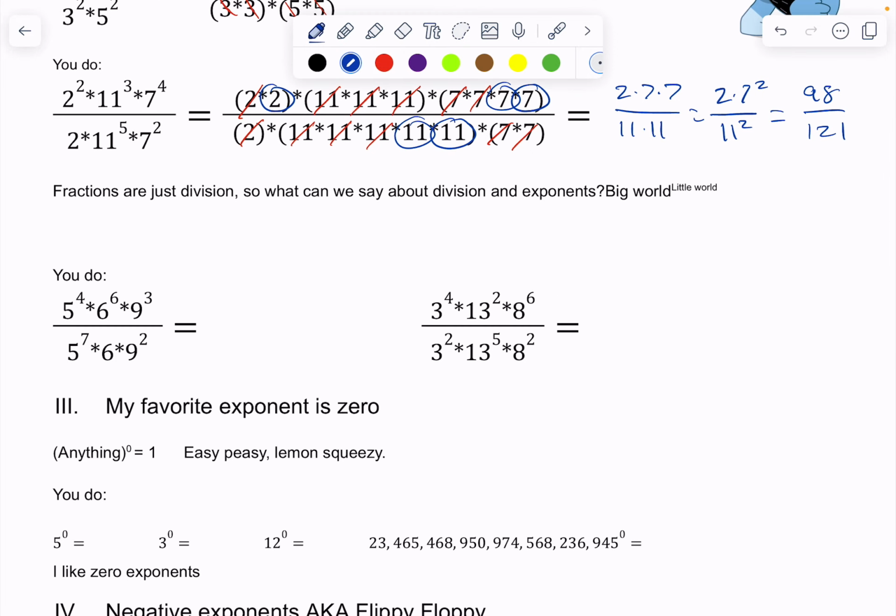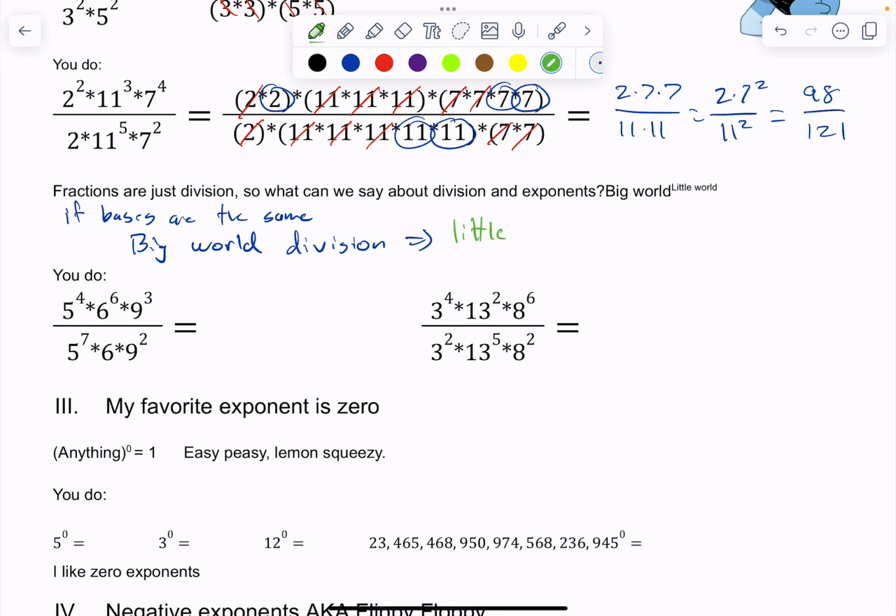So fractions are just division. What can we say about division and exponents? Big world, little world. Let me go back. If bases are the same, big world, division results in little world. What's the operation that took place here?